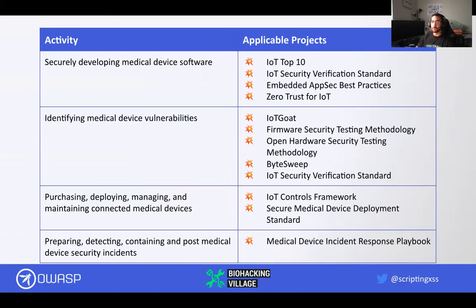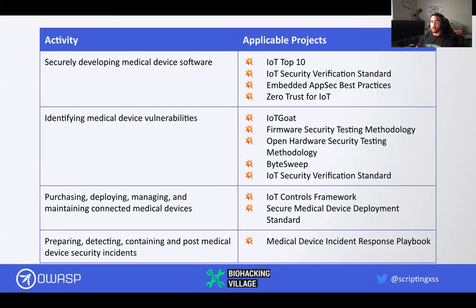To identify medical device vulnerabilities, you can use IoT Goat as a playground and replicate that on a real device. There is the firmware security testing methodology, the hardware security testing methodology, and ByteSweep as the tool to help you with your firmware analysis. ISVS helps you figure out which test cases to incorporate into your workflow and assessment. I think I may have skipped over this: it is written in a "verify that" way, so every control is "verify that." Obviously, there are verification levels, and there are three of them.